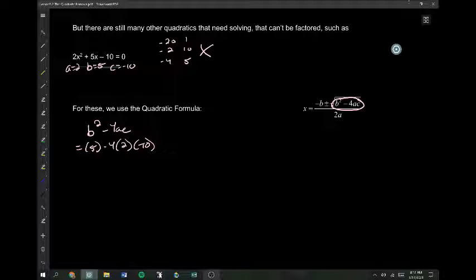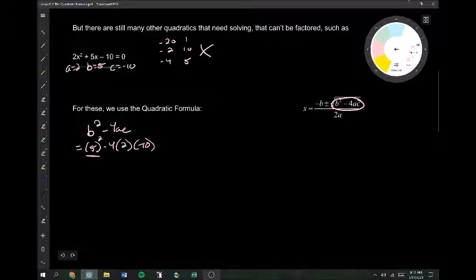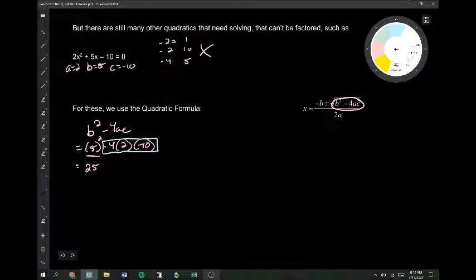When you're calculating b squared minus 4ac, do this as one piece and do all of this, I'm going to change colors here, as another piece. So I'm going to make this positive 25, and then -4 times 2 times -10. -4 times 2 times -10 is going to be positive 80. So I get positive 105.